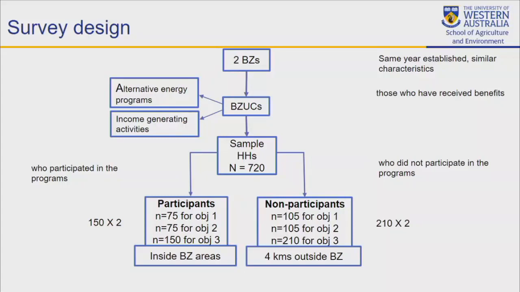We will select the same number of households for objective 2, evaluating the impact of the alternative energy program. So there will also be 360 households for this second objective. For the third objective, where we aim to look at the impact of ecotourism, we will use all 720 households. To select the households that did not participate in the program, we will use the area of 4 kilometers outside the buffer zone from its boundary.